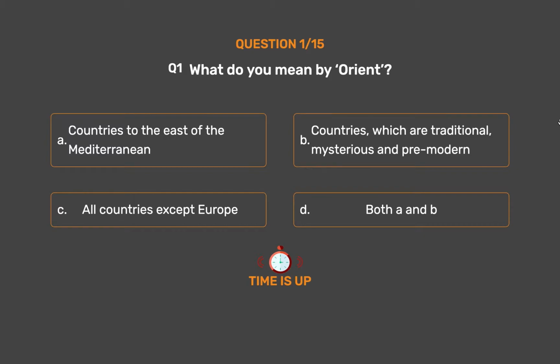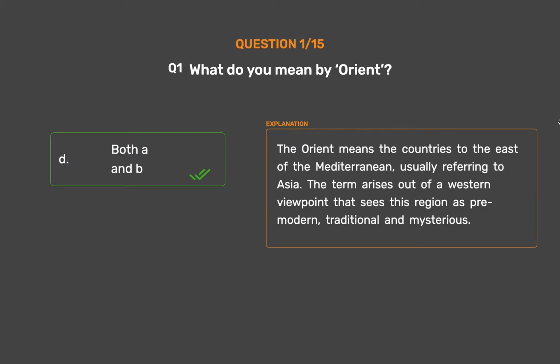The correct answer is Option D. Both A and B. The Orient means the countries to the east of the Mediterranean, usually referring to Asia. The term arises out of a Western viewpoint that sees this region as pre-modern, traditional and mysterious.